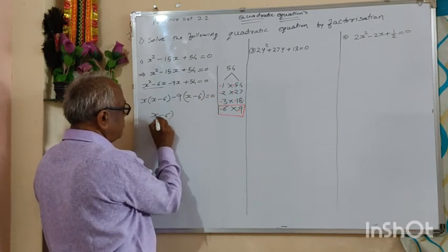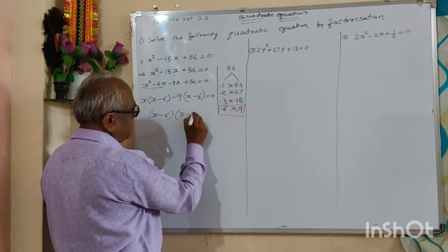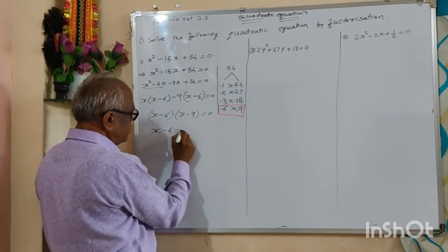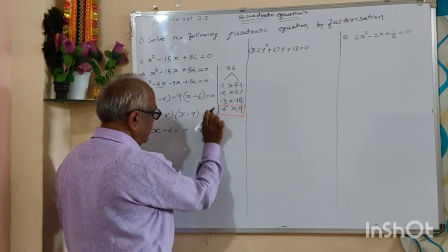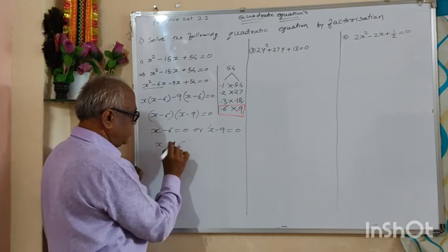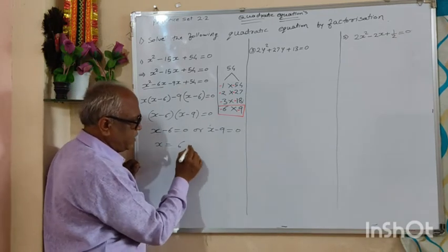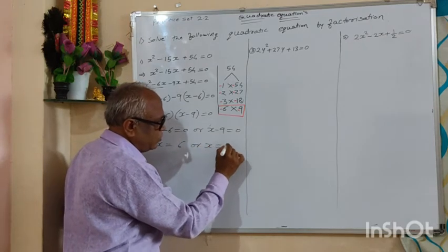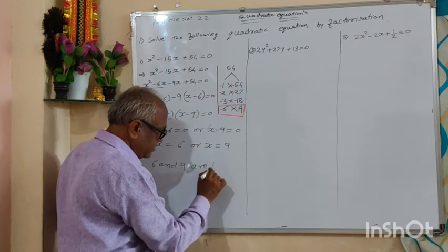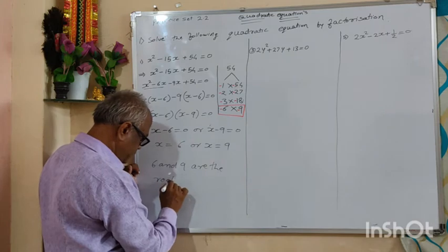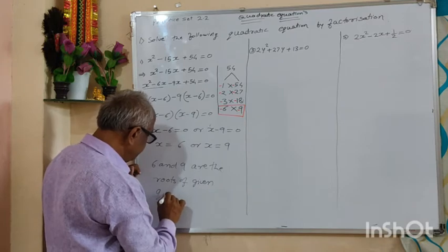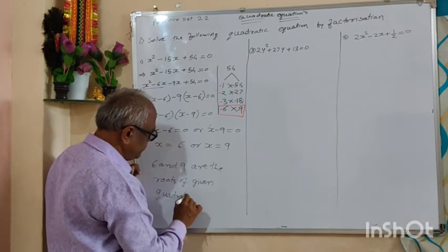Now x minus 6 is common, and in another bracket x minus 9 is equal to 0. So x minus 6 is equal to 0, or x minus 9 is equal to 0. Therefore x is equal to 6, since minus 6 goes to the other side and becomes plus 6. Or here x is equal to 9. That is, 6 and 9 are the roots of the given quadratic equation.